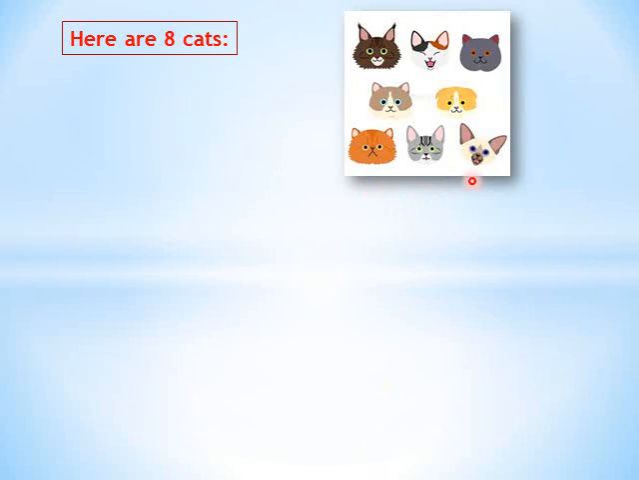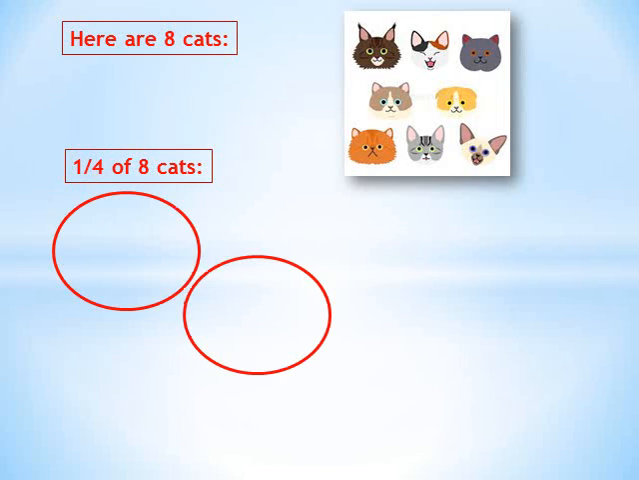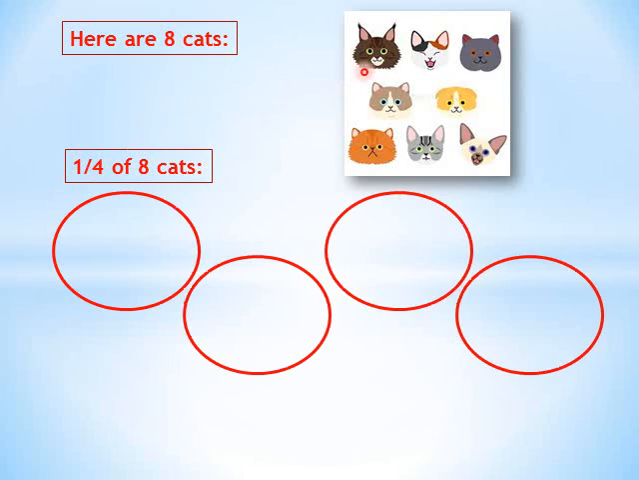Here I have 8 cats. I want to get 1/4 of these 8 cats. So how many groups do I need for the quarter? 4. Yes, exactly. Now let's put these 8 cats equally into these 4 groups.